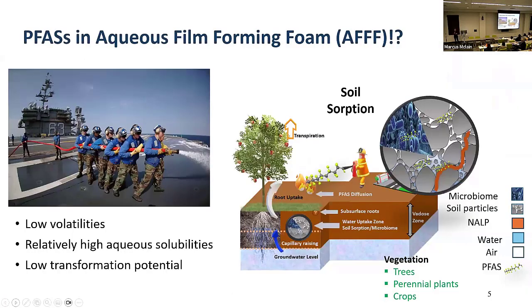As you can see in this slide, in the left image, you can see military personnel using aqueous film forming foam for fire suppression. Military sites are a major source of PFAS contamination because of using these AFFF compounds. And PFAS do not evaporate easily, and they do not break down easily, and they can accumulate in the environment.